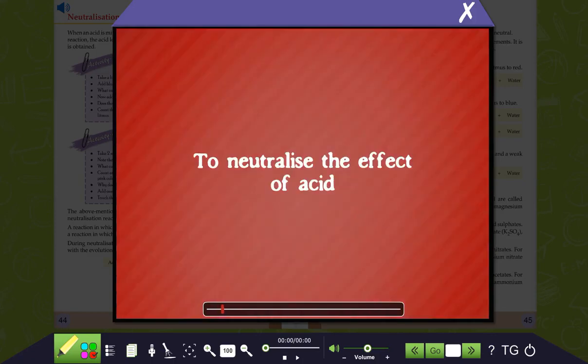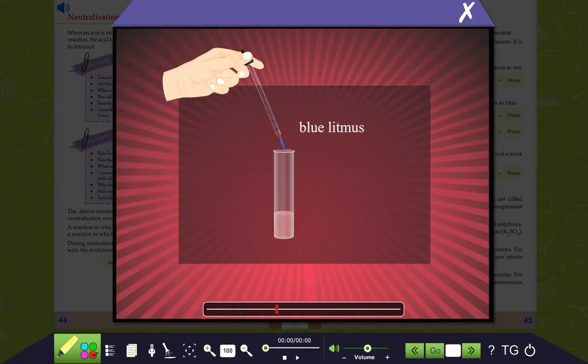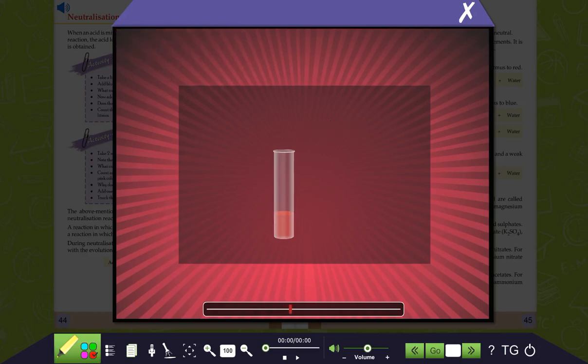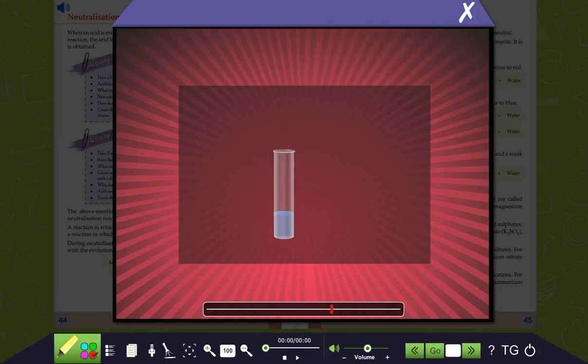Activity 3. To neutralize the effect of acid, take a little amount of vinegar in a test tube. Add blue litmus to it. What color change do you observe? Now add baking soda solution drop by drop to the test tube. Does the color change to blue again? Count the number of drops of baking soda solution required to nullify or neutralize the effect of acid on litmus.